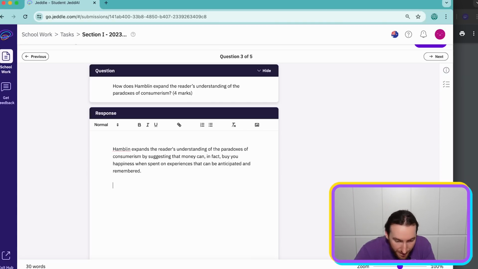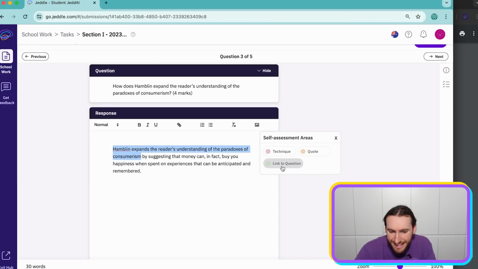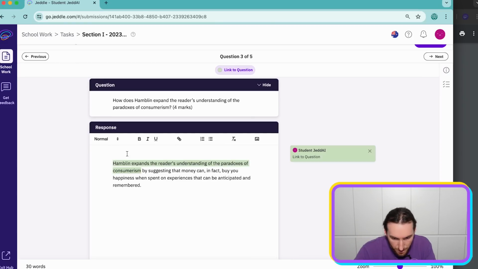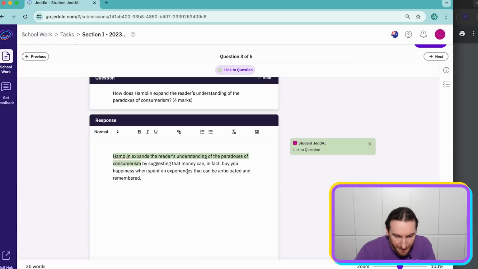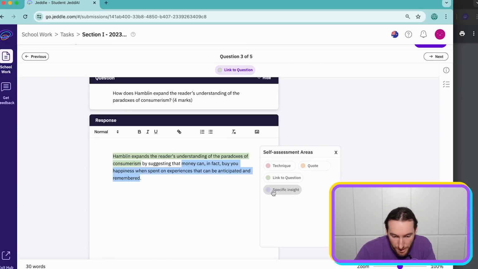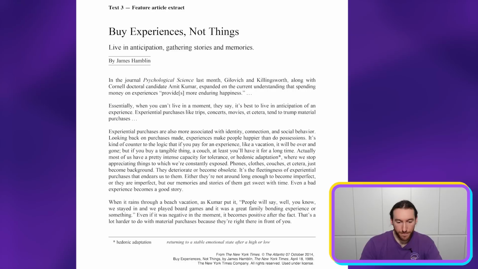So that's the caveat. Anyway, you can see the link to the question is here because we lead with the question actually in this case. Let me see if I can. There we go. By suggesting that money can in fact buy you happiness when spent on experiences. So that's the specific insight that goes beyond the question. Fantastic.